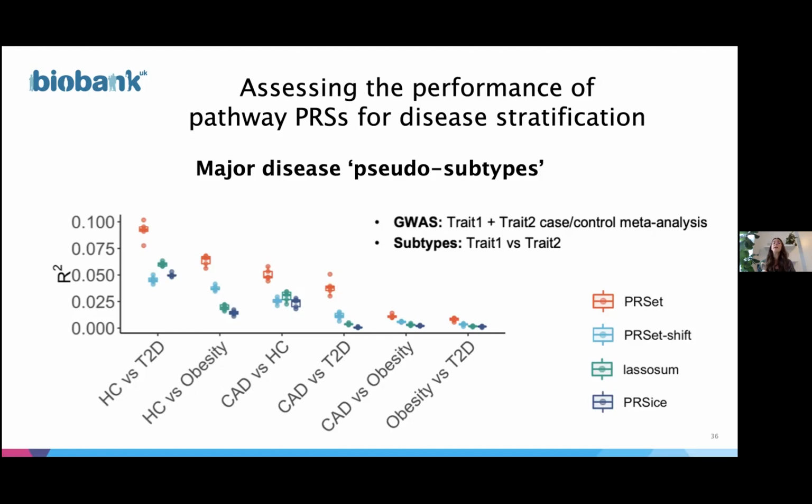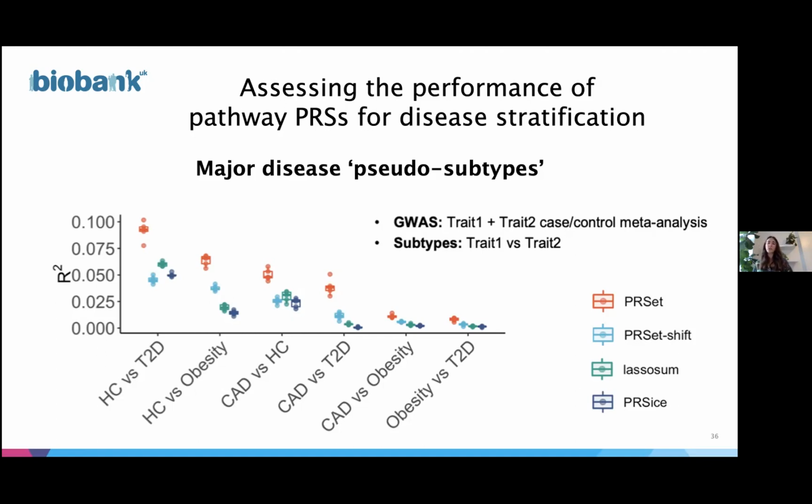So one thing to keep in mind is that with this approach, with PRSet, we have many different pathway polygenic scores, and we have a lot of flexibility in the model to improve. But for LassoSum and PRECISE, we only have 1 genome-wide polygenic score in our model. So there is not so much room for improvement.